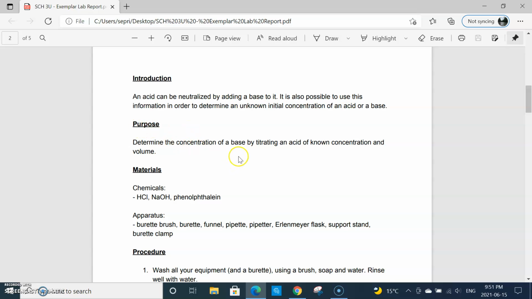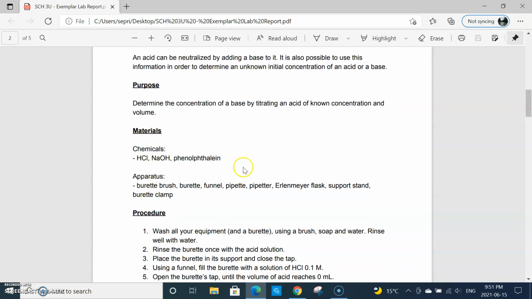Now in the purpose section, that's where you explain very clearly why you're doing the investigation. Why are you performing this experiment? What is the purpose behind it? What's your reasoning for doing this? That also can be achieved in as little as 1 to 2 sentences.